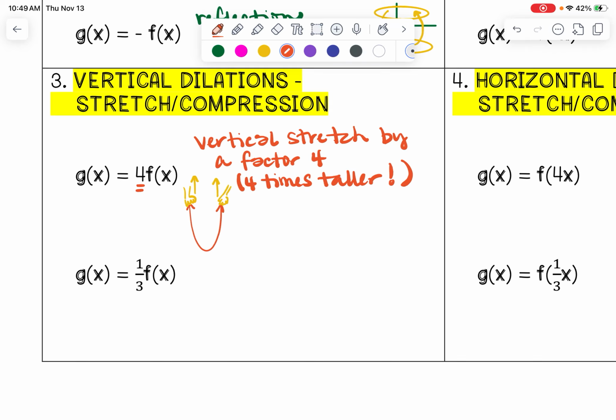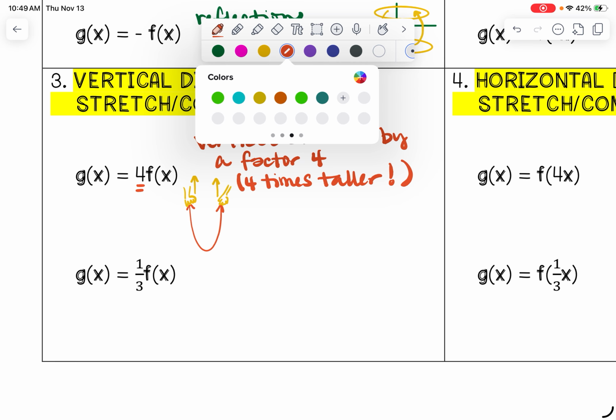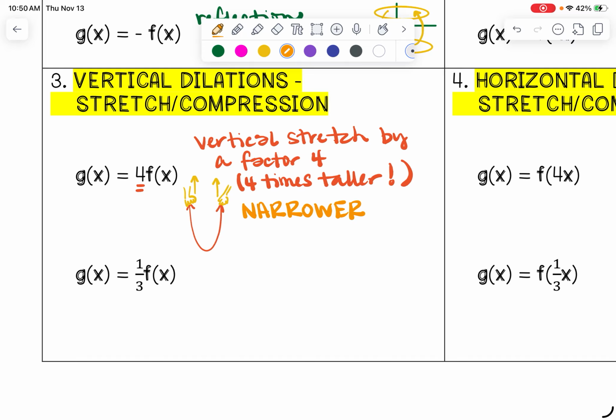Sorry, I'm trying to change colors here. So this is going to make my graph narrower, right? And that's what we need to know. If I vertically stretch, it's going to make my parabola narrower because I'm pulling up on it, so it has no choice but to get skinnier, right? But instead of skinnier, we're going to say narrower, okay?